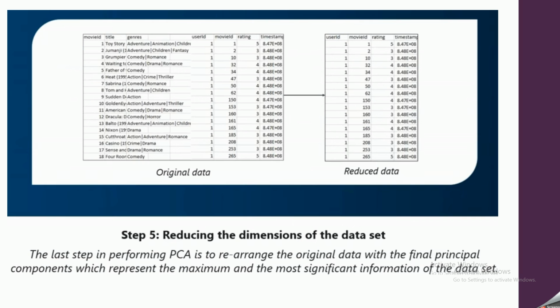So the last step is reducing the dimensions of the data set. So this was our original data. By applying principal component analysis, we have reduced our data, and this data we will be using for training our machine learning models. So the last step is to rearrange the original data with the final principal components which represent the maximum and the most significant information of the data set. So if you check over here, we have movie ID, title, genre, user ID, movie ID, rating, timestamp. So maybe after applying principal component, we come to a conclusion that your principal component 1 would be your movie ID and your user ID, and then principal component 2 would be your movie ID, principal component 3 would be your rating ID, and finally the timestamp. The redundant columns like genre has been removed as well as title is removed.